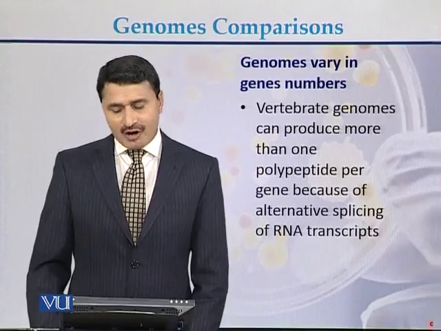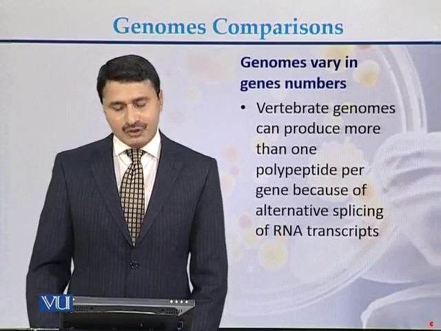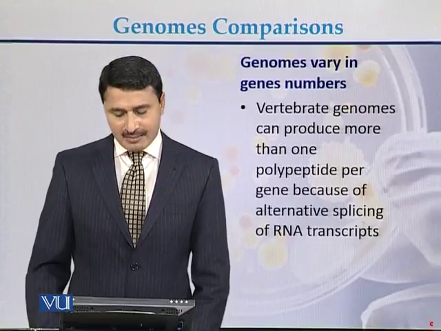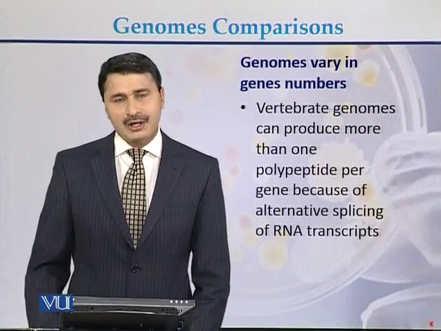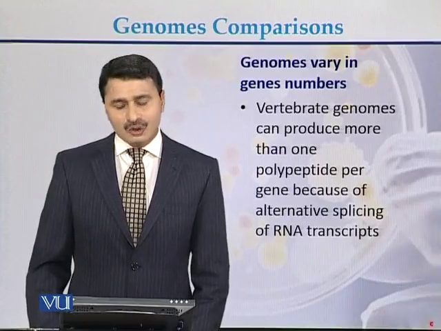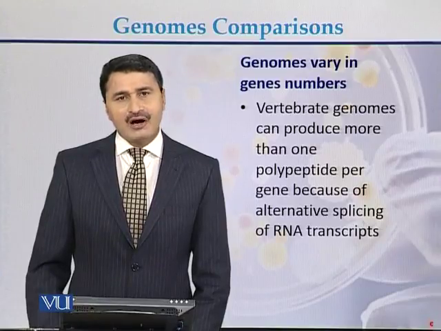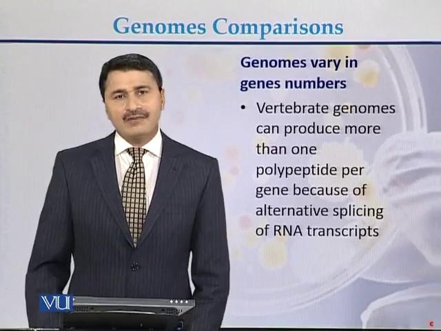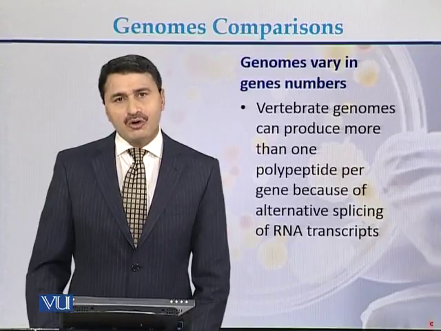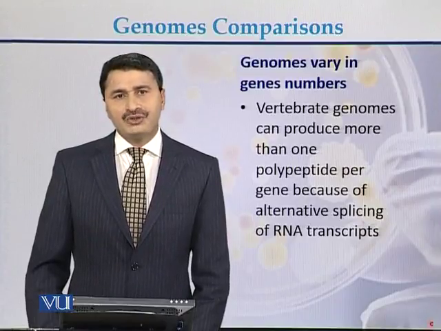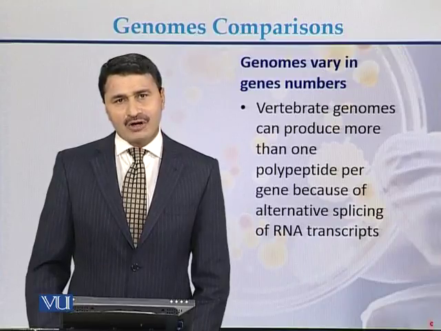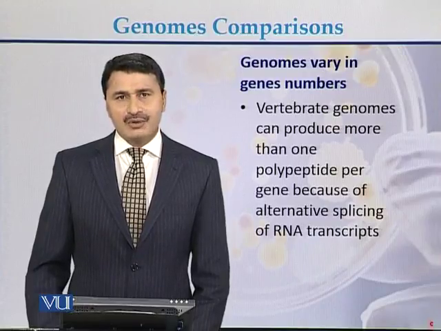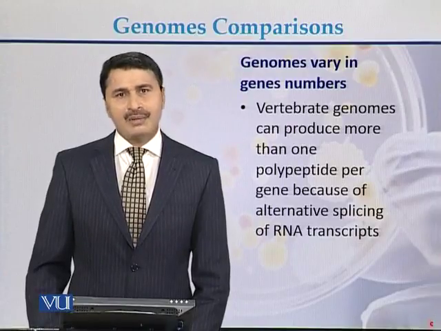In the case of vertebrate genomes, they can produce more than one polypeptide per gene because of alternative splicing of RNA transcripts. This is a property of eukaryotes, or of vertebrate genomes, that one gene can produce more than one polypeptide. This is due to the phenomenon of alternative splicing. With the help of alternative splicing, in vertebrate genomes, one gene can produce more than one polypeptide.